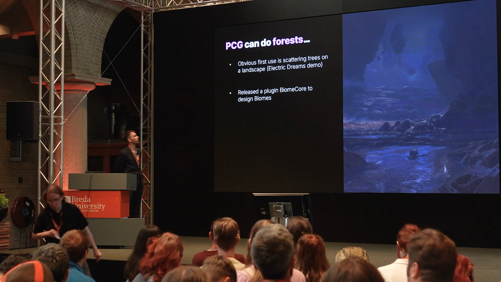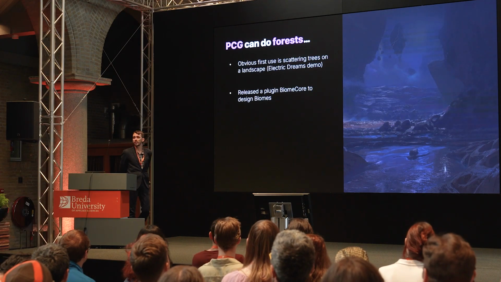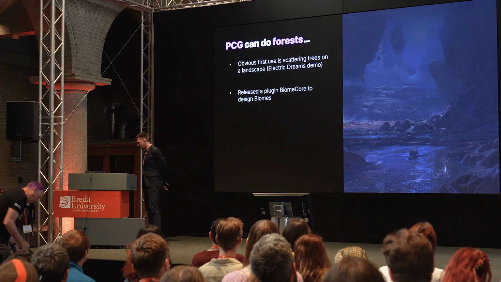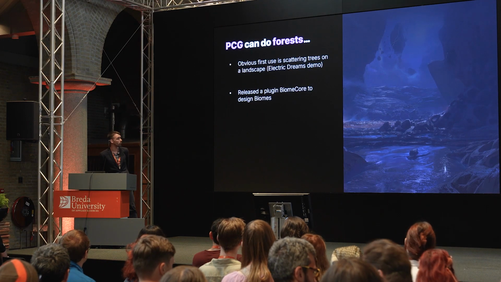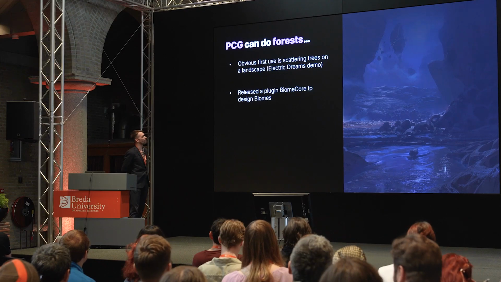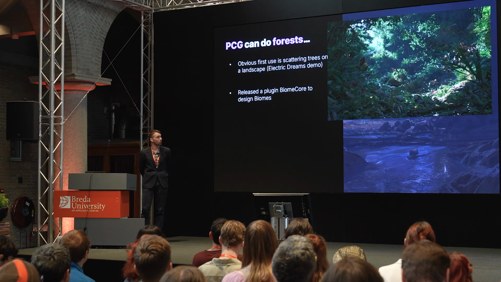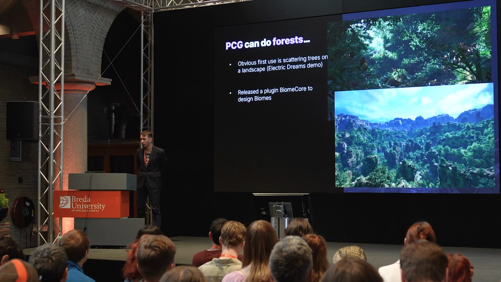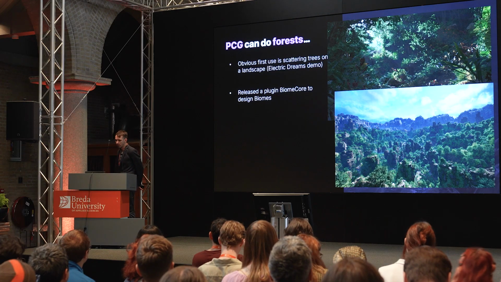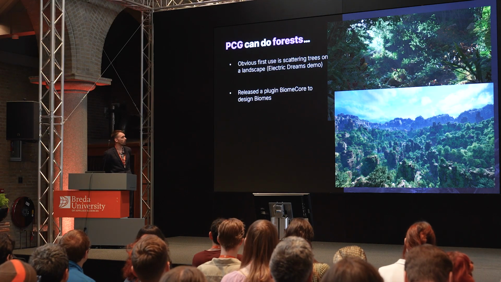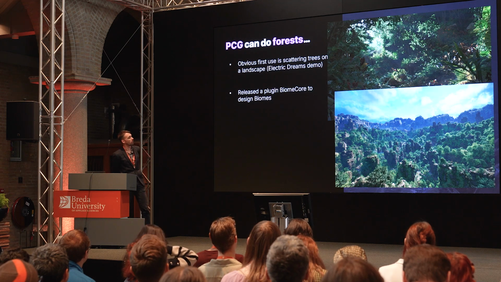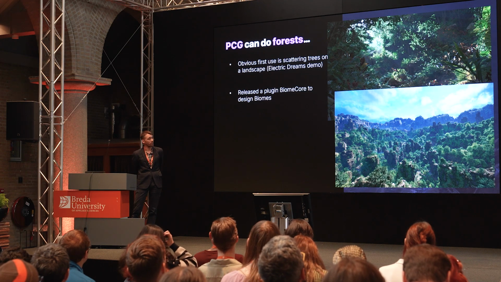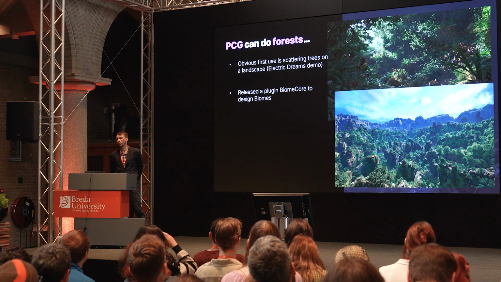So of course, PCG can do forests. I heard that PCG is a good scattering tool. We tried to break this, but of course, the obvious first use is scattering trees, and that's what we did with the Electric Dreams demo, with this deep jungle environment, where there was a small area of the map that was hand-placed, but the rest of the world was procedurally generated.